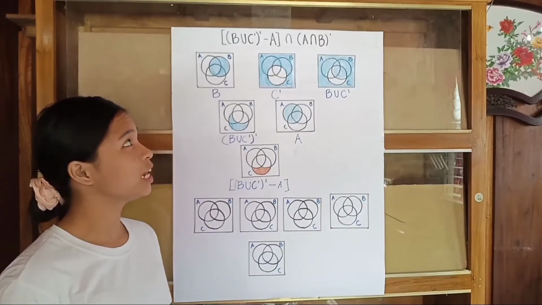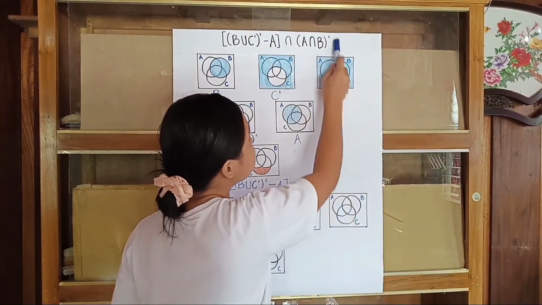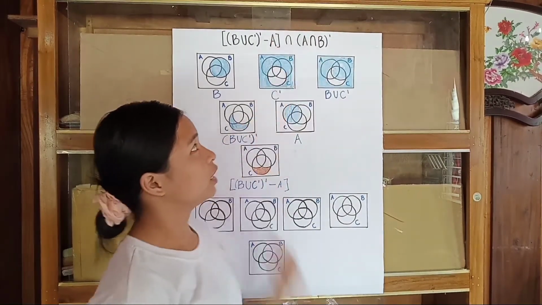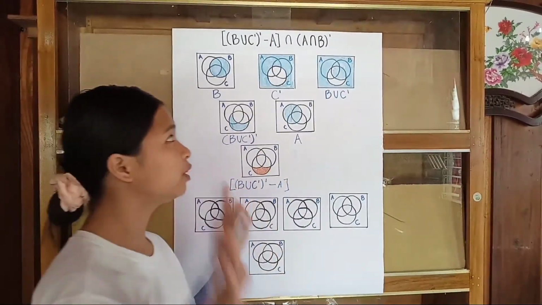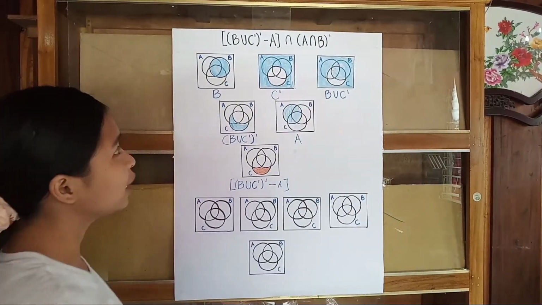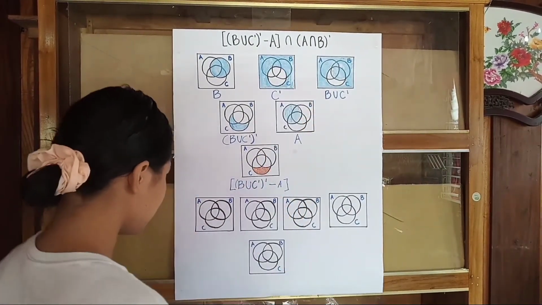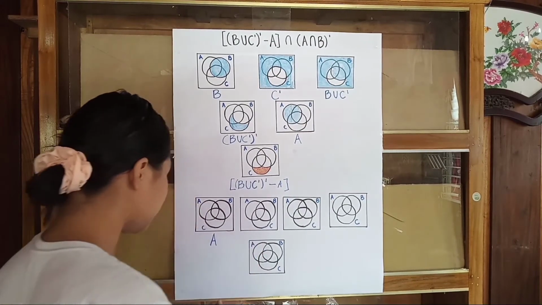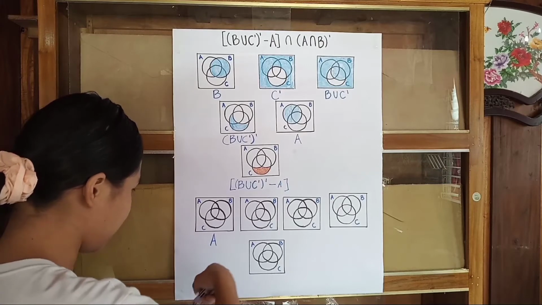Okay, let us now proceed with solving the right part. As what we can see, there is a parenthesis involved, so we're going to solve everything that is inside the parenthesis. So we're going to look into A first. We're going to label this one as A, and we're going to look or shade everything that is part of letter A.